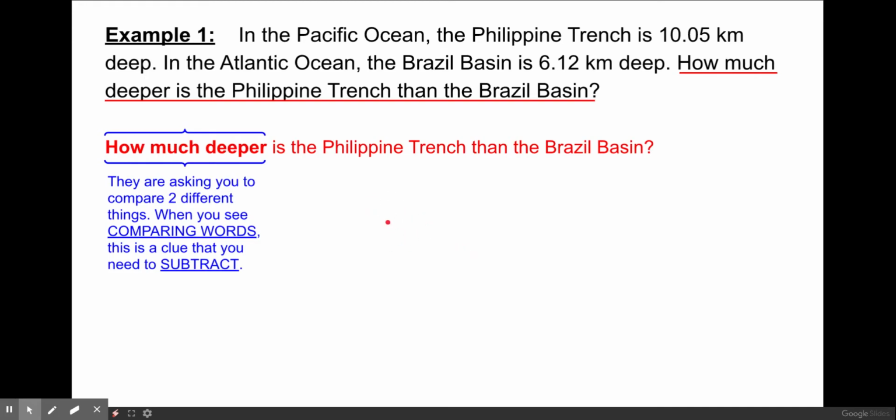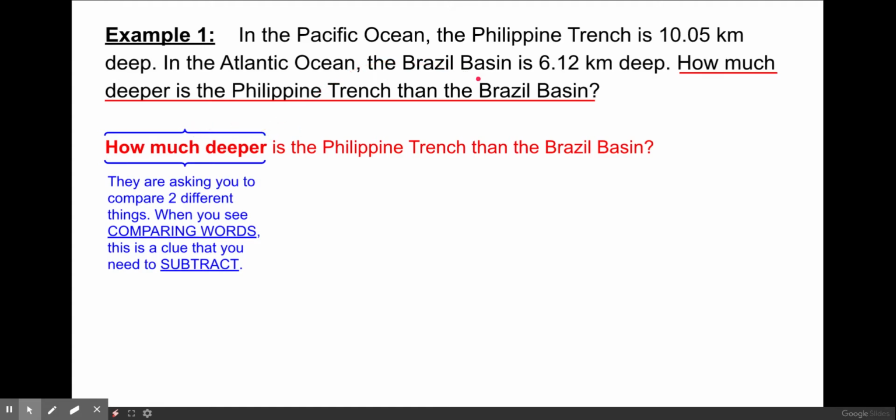How much heavier is an elephant than a dog? You're going to be subtracting. So those are comparing words, like how much deeper, how much faster, how much slower, how much taller, how much anything. Those are comparing. And when you compare two things, you are going to subtract. So you want to make sure you are looking for comparing words, and that's a hint that you will be subtracting. Another phrase you may see is what's the difference between the two. Again, you're comparing two things, which means you will be subtracting.